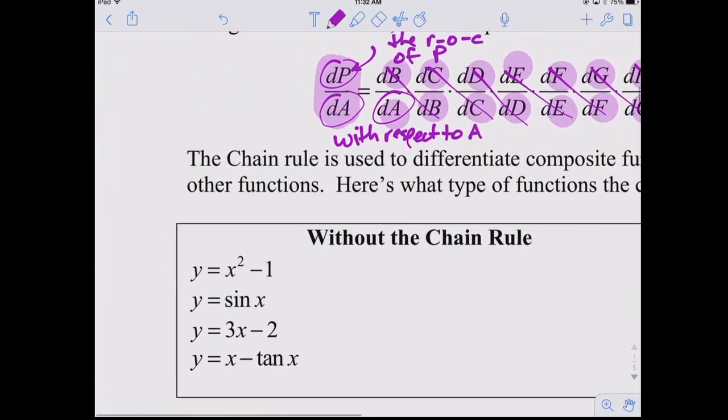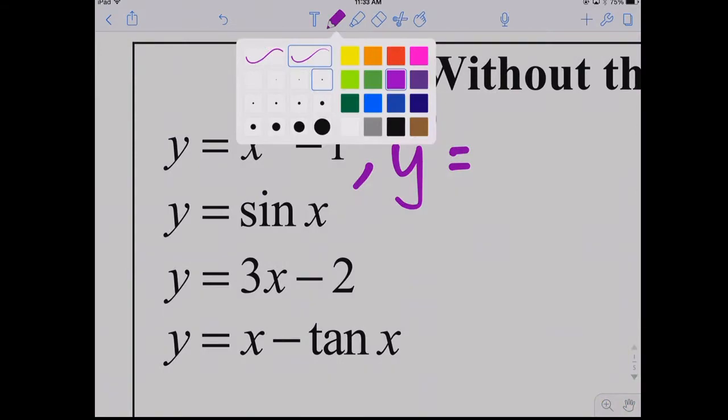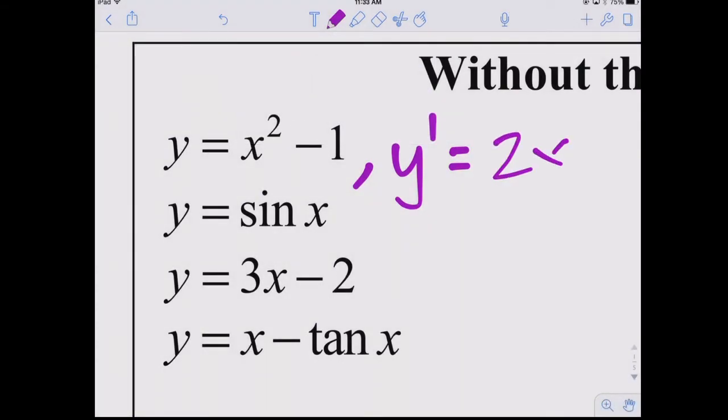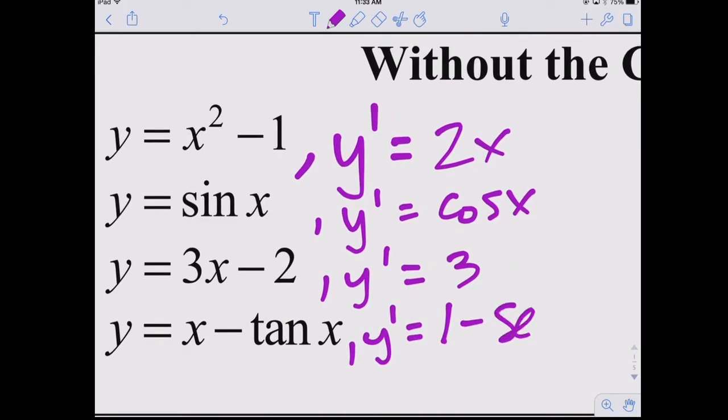So without the chain rule, we can find derivatives of functions like this. In fact, let's do it. What would y prime be? 2x, good. What would y prime be on the second one? Cosine x, good. What would y prime be on the third one? 3. And y prime on this one is? 1 minus secant squared. Okay, so nothing wrong with those.